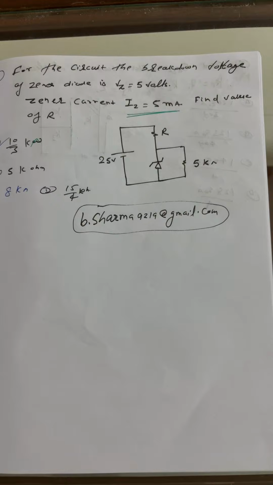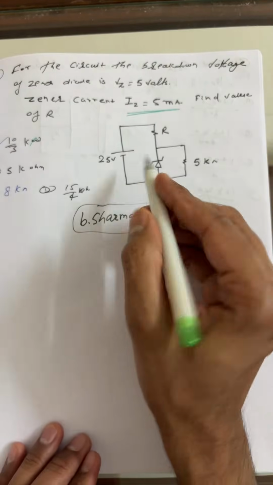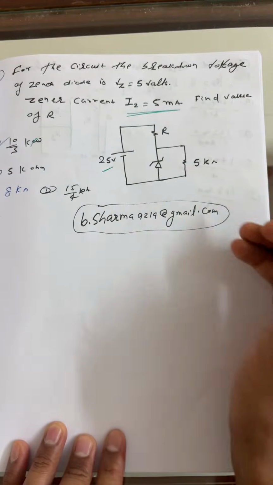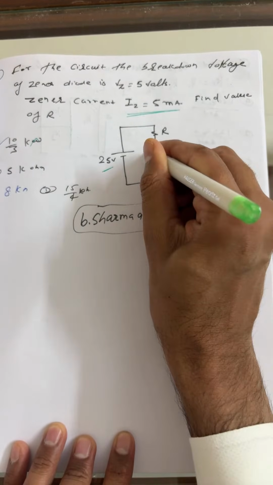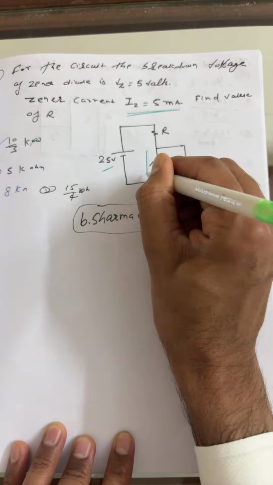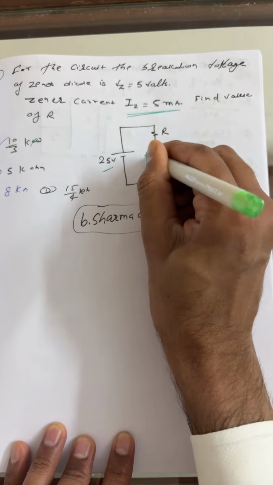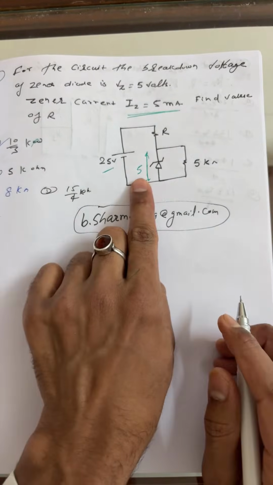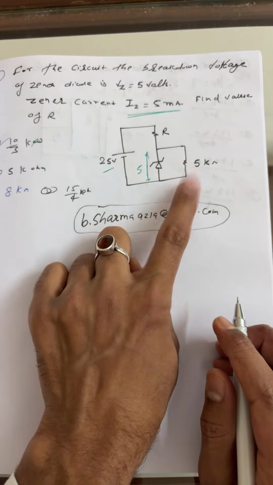If the Zener diode is 5 volt, then what is the initial 25? So students, you can write here what the voltage over there is. This is 5, so this is also 5 beta. So both are in parallel.